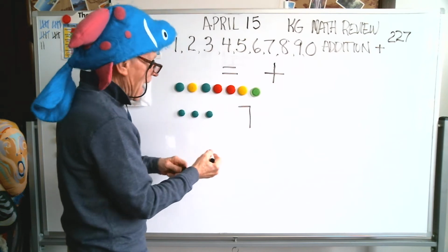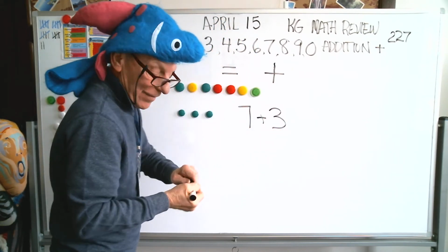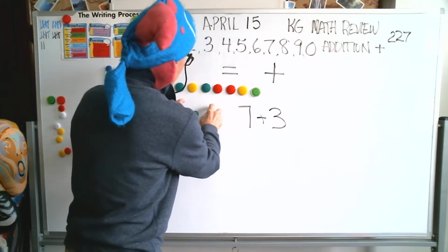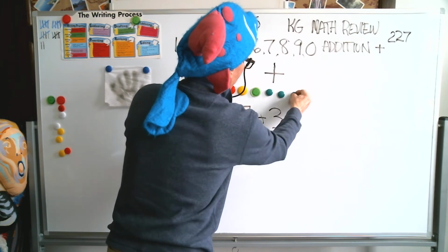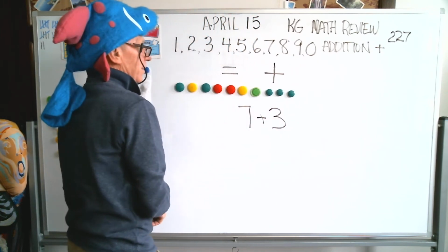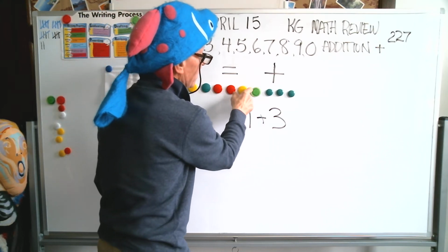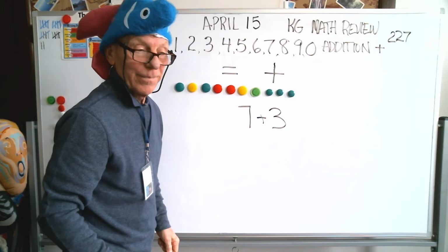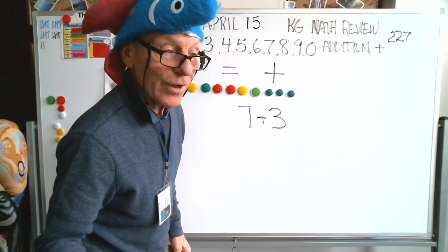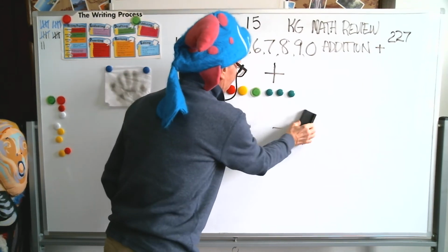And we're going to add 3 onto that 7. So we take the 3 and we add them on. Now all together we got 1, 2, 3, 4, 5, 6, 7, 8, 9, 10. Pretty cool, huh? So 7 plus 3 equals 10.